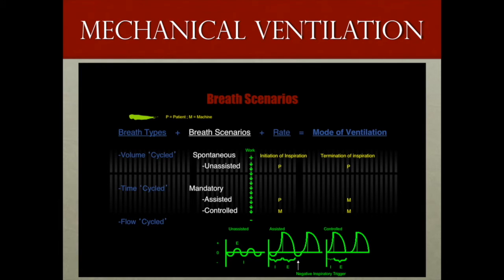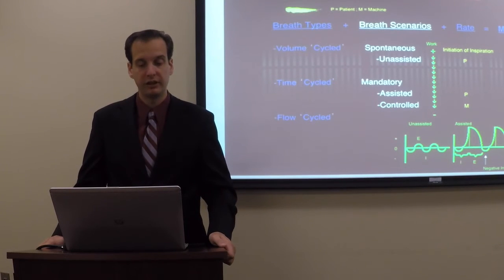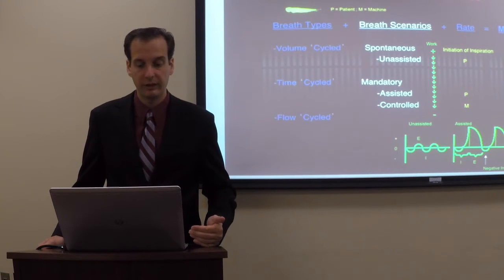There is a negative inspiratory trigger. The patient starts the breath. The machine senses this and then takes over and gives a positive pressure ventilated breath, a mechanically ventilated breath. And you can see an inspiratory and expiratory time for that. And again, it terminates its inspiration by the breath type rule that we set.